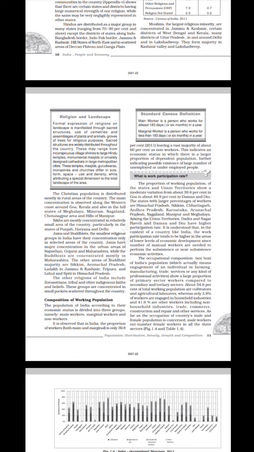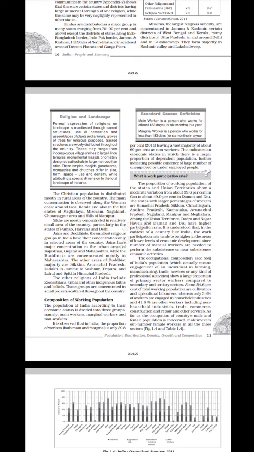Jains and Buddhists, the smallest religious groups, are concentrated in selected areas of the country. Jains have major concentration in the urban areas of Rajasthan, Gujarat, and Maharashtra, while the Buddhists are concentrated mostly in Maharashtra. The other areas of Buddhist majority are Sikkim, Arunachal Pradesh, Ladakh in Jammu and Kashmir, Tripura, and Lahaul and Spiti in Himachal Pradesh. The other religions of India include Zoroastrians, tribal and other indigenous faiths and beliefs. These groups are concentrated in small pockets scattered throughout the country.